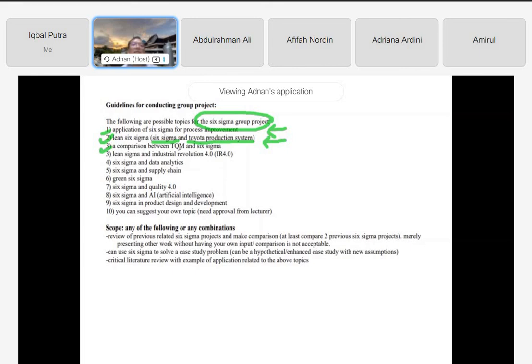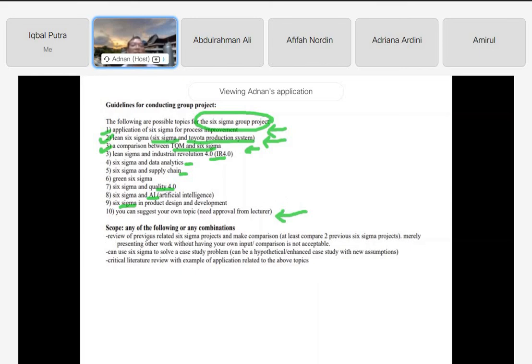Comparison between TQM and Six Sigma is also possible. These are examples of topics. Lean Six Sigma and Industry 4.0, Six Sigma and data analytics, Six Sigma and supply chain, Green Six Sigma, Six Sigma quality 4.0, Six Sigma and artificial intelligence, Six Sigma in product design. Or you can suggest your own topics, but of course you need to consult with me to make sure it is an acceptable topic.